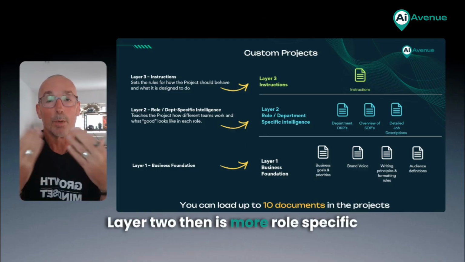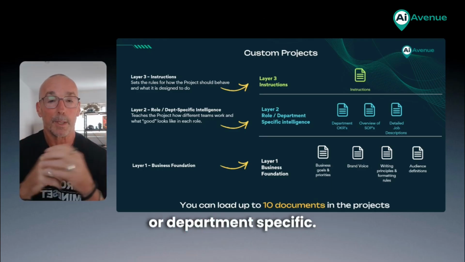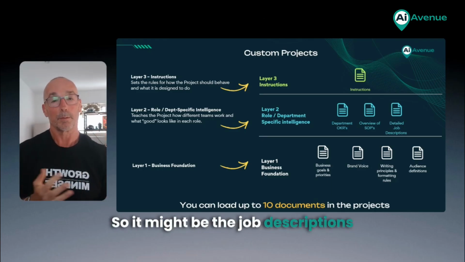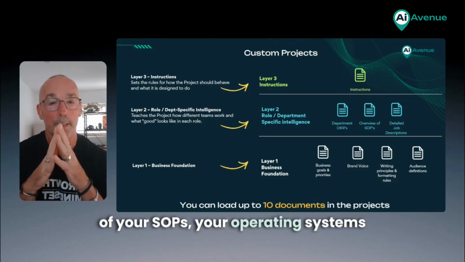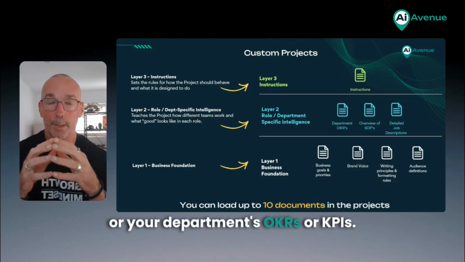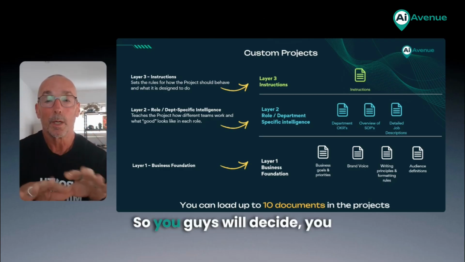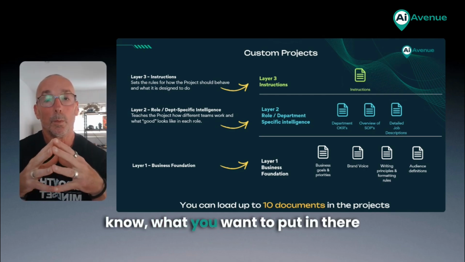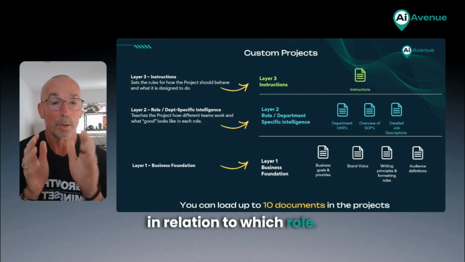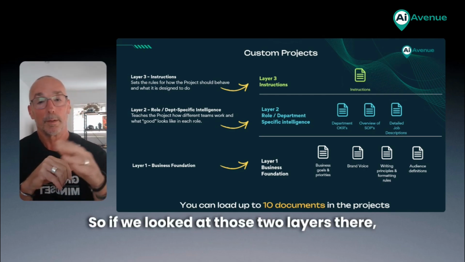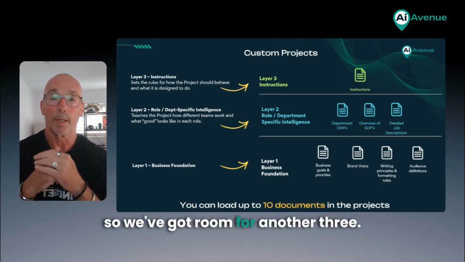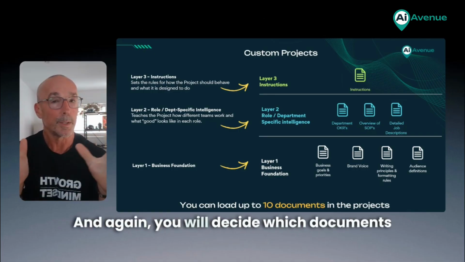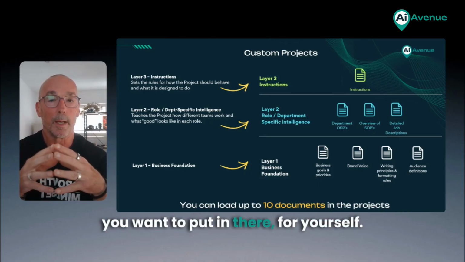Layer 2 then is more role specific or department specific. So it might be the job descriptions in your marketing team, your overview of your SOPs, your operating systems, or your department's OKRs or KPIs. So you guys will decide what you want to put in there in relation to which role. So if we looked at those 2 layers there, we've got 7 documents, so we've got room for another 3. And again, you will decide which documents you want to put in there for yourself.